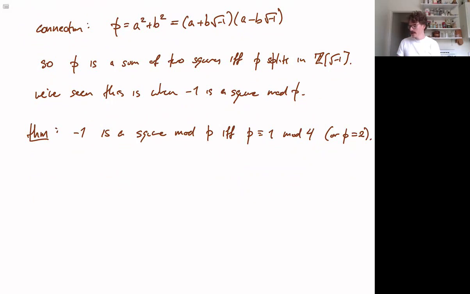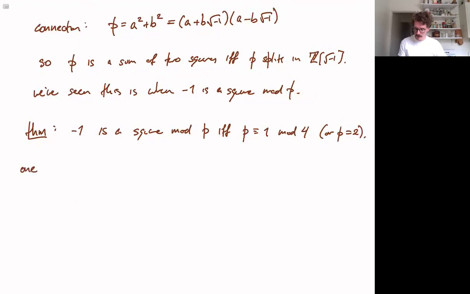But 2 is a scoundrel and does not like to play by the rules. If you do number theory, you will often find yourself having to deal with the case p equals 2 separately, because 2 is quite special. But in general, for odd primes, -1 is a square mod p if and only if p is congruent to 1 mod 4. So I won't prove this fully, but I'll do one direction. Suppose that -1 is a square mod p, so a squared is congruent to -1 mod p. And we want to show that p is congruent to 1 mod 4.